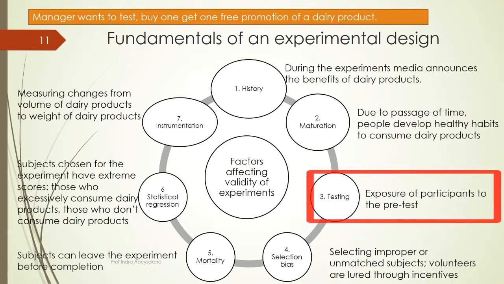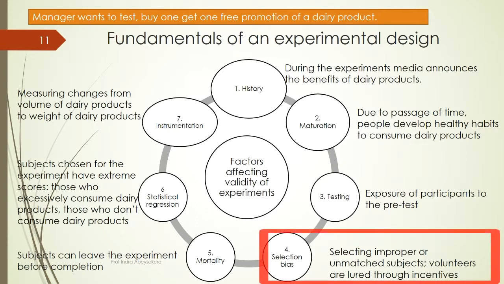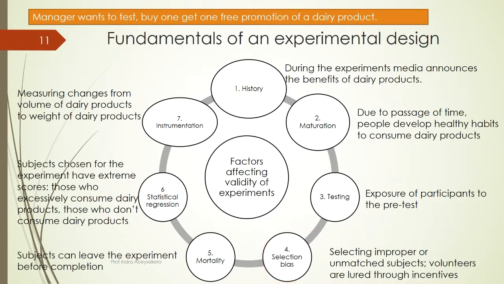Third, testing effect. It could be that the participants were exposed to a pre-test and their prior knowledge they bring into the testing phase. Fourth, selection bias. Selecting improper subjects. It could occur because the experiment offers incentives to lure volunteers.